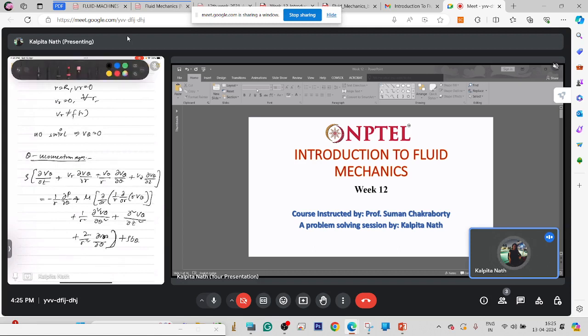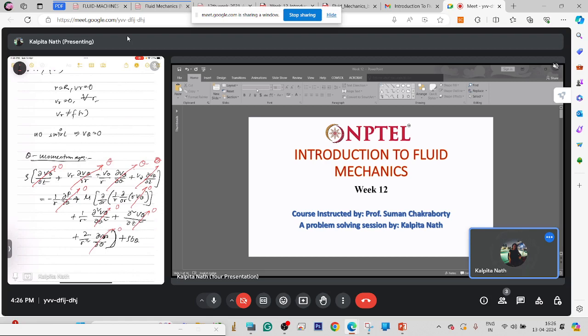Let me use some other color. Now we'll cancel things out. Obviously, steady state, so this is 0. v theta itself is 0. With respect to theta, because axisymmetric, this is 0, and because fully developed, this is 0, right? And because axisymmetric, this is 0. v theta itself is 0, and axisymmetric, so this is 0, fully developed, so this is 0, again axisymmetric, so this is 0.